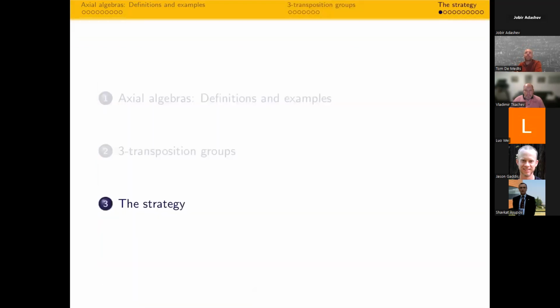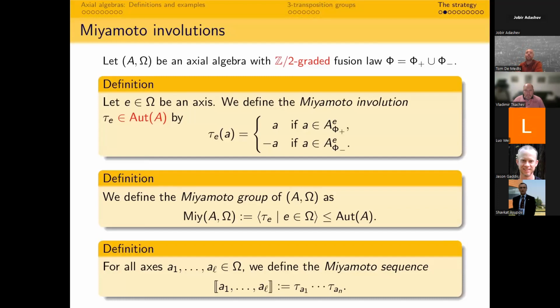Okay, so that brings me to the last part. Let me see to what extent I can go into some detail here. So here's what we do. To begin with, we start with any axial algebra with a Z2-graded fusion law. And a very important consequence of having such a Z2 grading is the fact that you have many involutions in the automorphism group of the algebra. These are what we call the Miyamoto involutions.